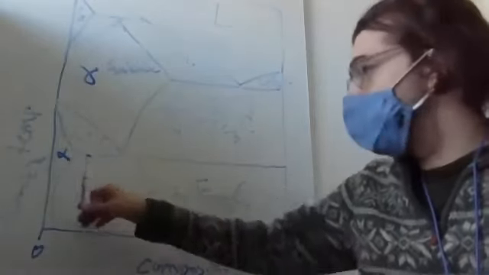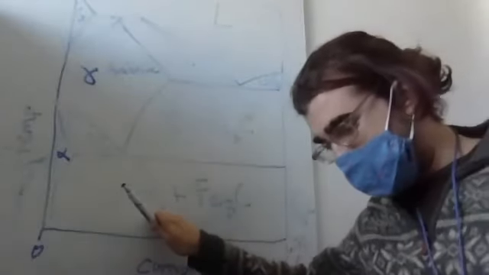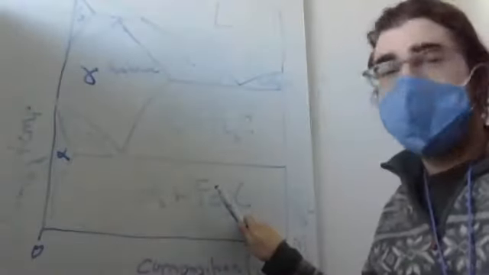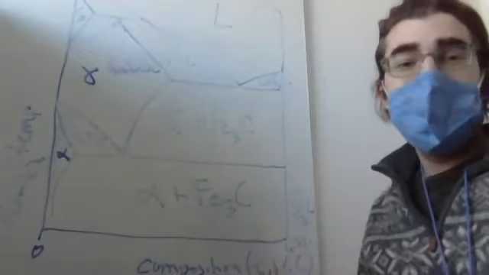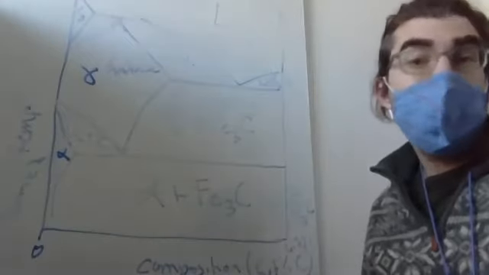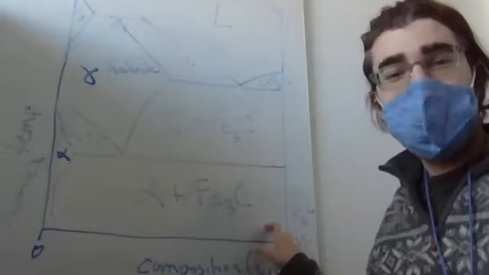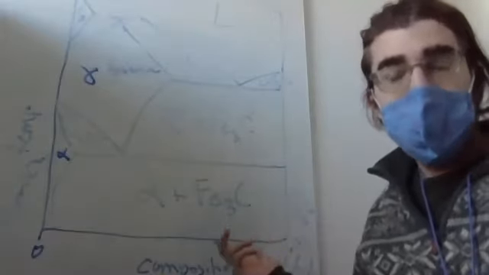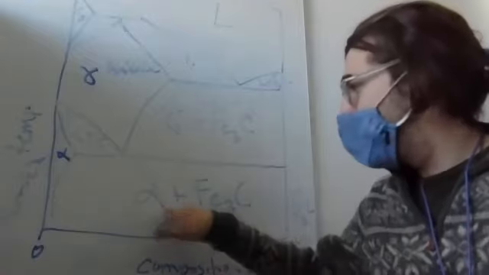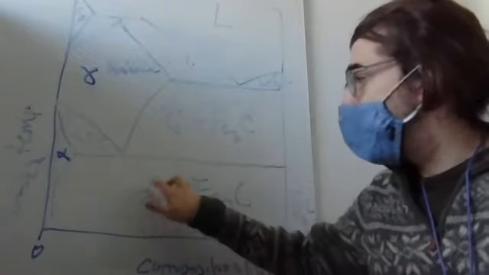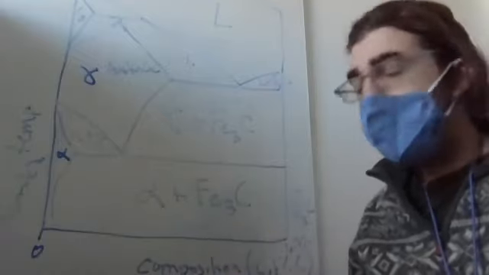But if we exist anywhere else along this plot, we're going to have this alpha ferrite phase plus this Fe3C phase, and then we call this cementite, right? And so why would we want this? Well, cementite, like the name suggests, is very hard. You know, it's very strong, but it's very brittle. Ferrite, on the other hand, is much more ductile. Ferrite has a BCC structure, right? So it's ductile.